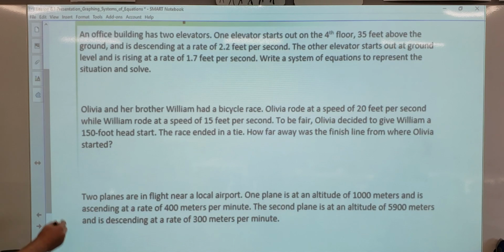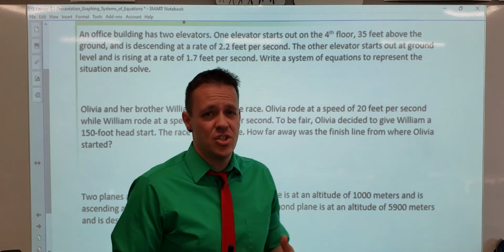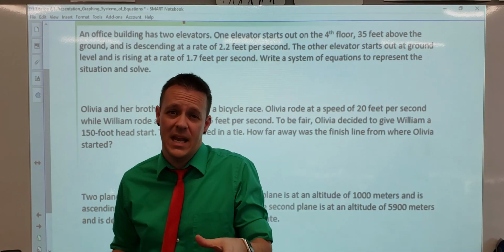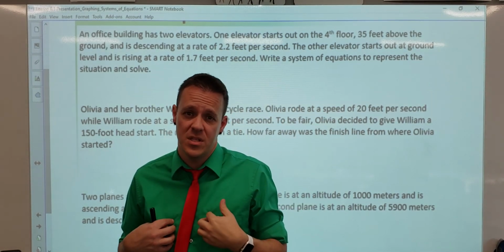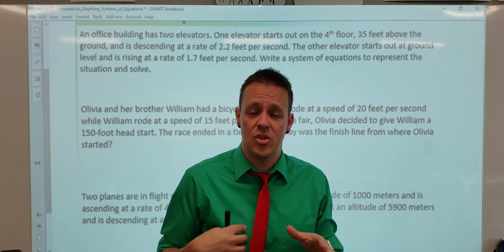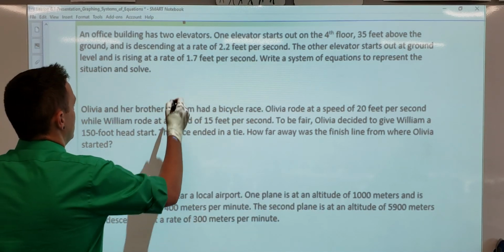Here's the real world examples. What I wanted to do in class today is kind of just show up and set up the equations. You guys can answer them, okay? You don't need my help to answer these by graphing them, but you need to make sure you set the equations up right. So let's do that real quick.